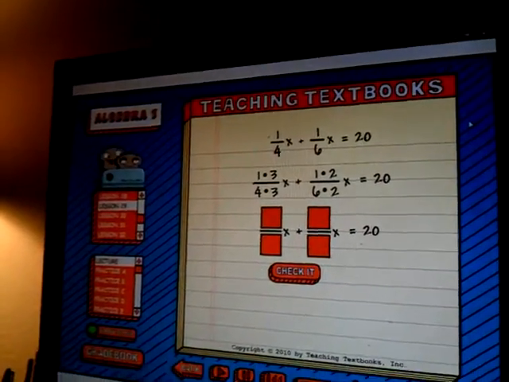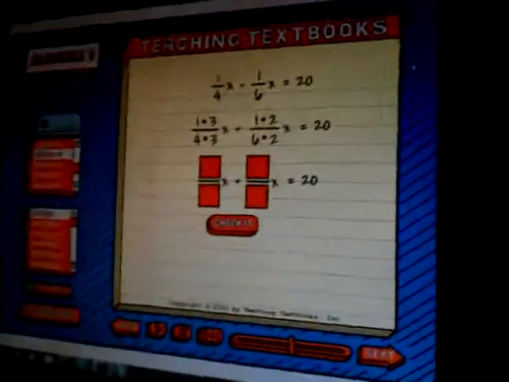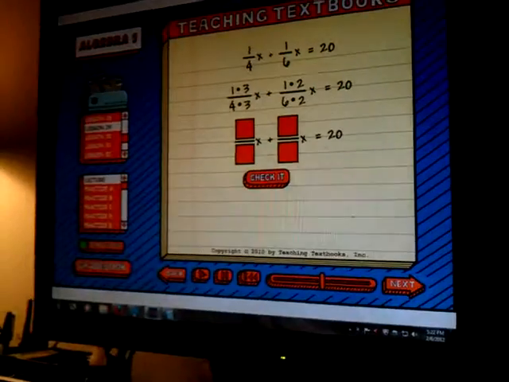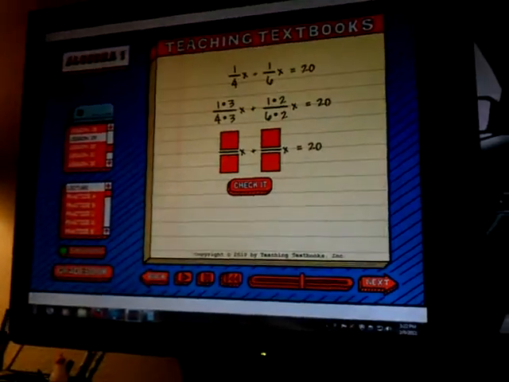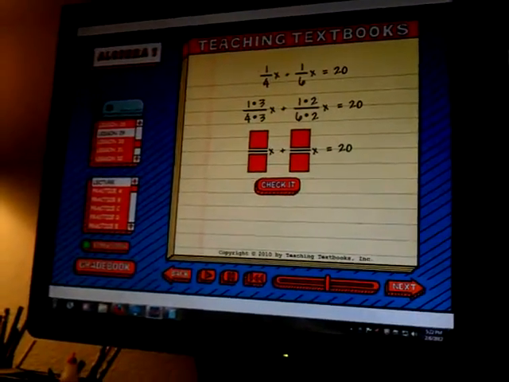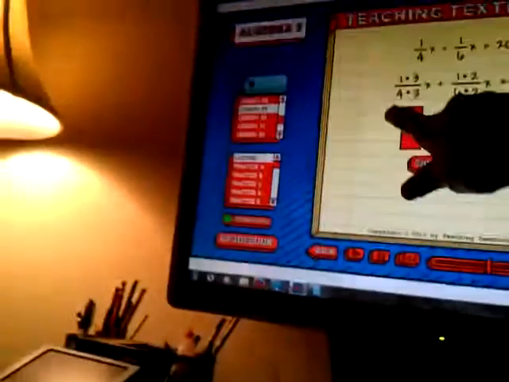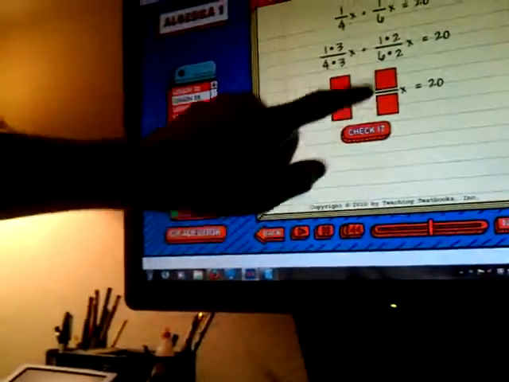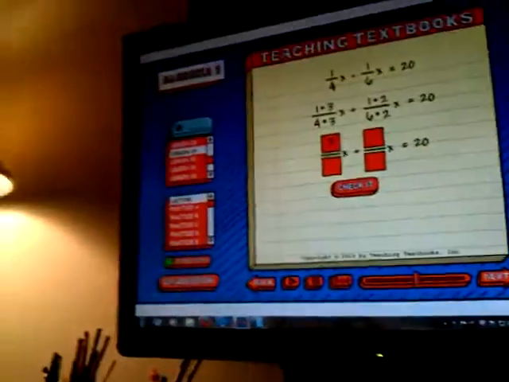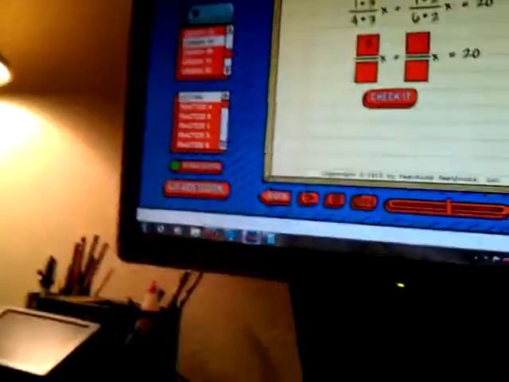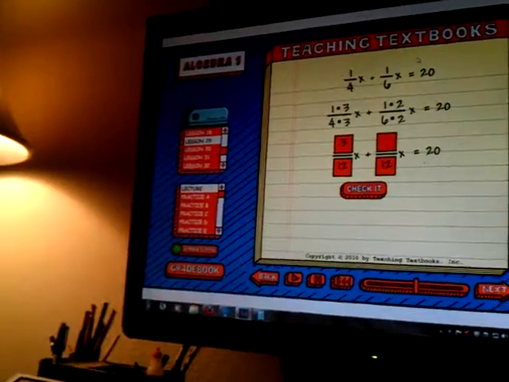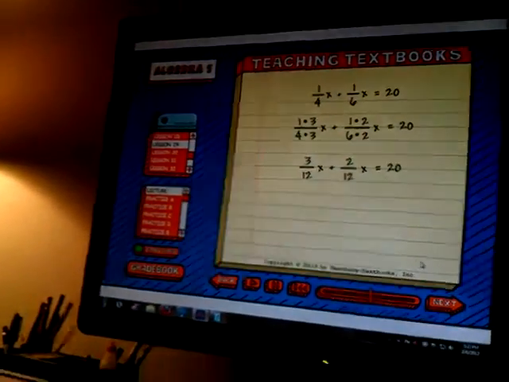Hey, he changed my answer. Not cool. So, do this and this. We were just trying to find that common denominator so we can add them together. So that would be 3, 12, 2, 12. Right, so put that in. That's 3, so 3 goes on top. It's 12. And then 2. Awesome. Now we're ready to combine.